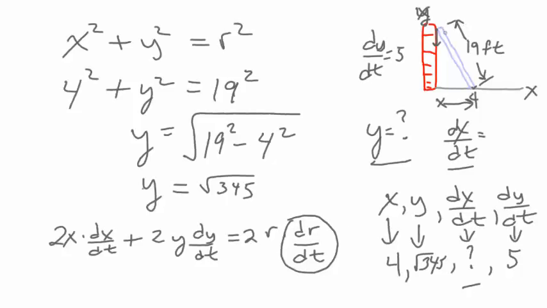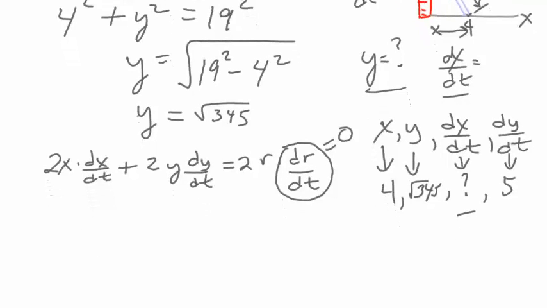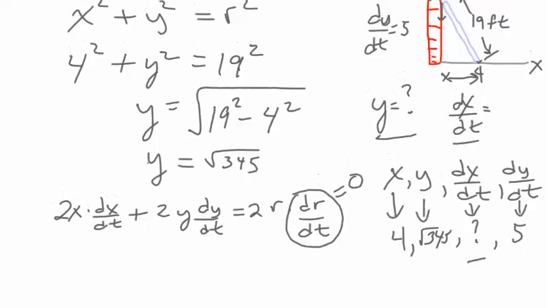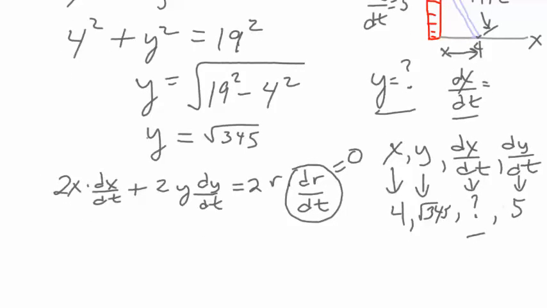Now, dr over dt, okay? Question is, is the length of the ladder changing? And that is going to be equal to 0. That's not changing at all. So that would be 0, okay? Because this is not changing. The ladder's not getting smaller or larger. So that's 0. We're going to run out of room. So this whole part right here becomes 0. So we're going to write 0 in there.